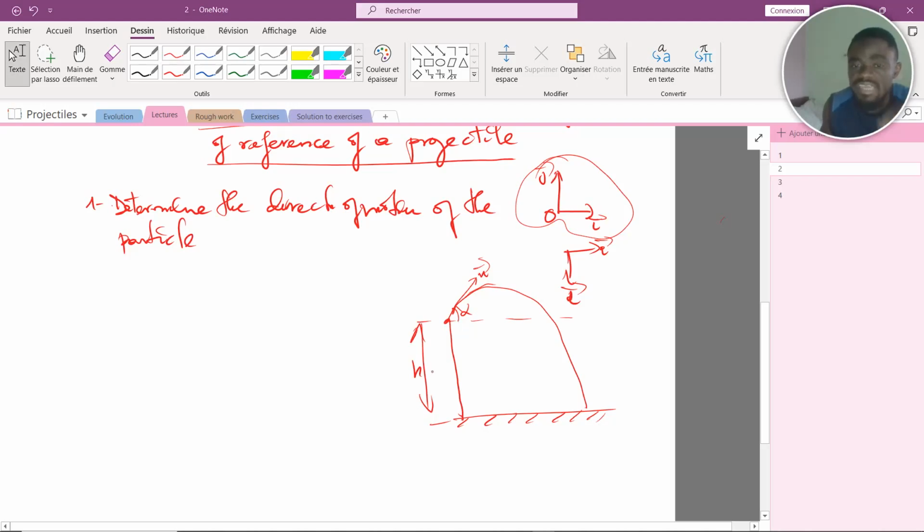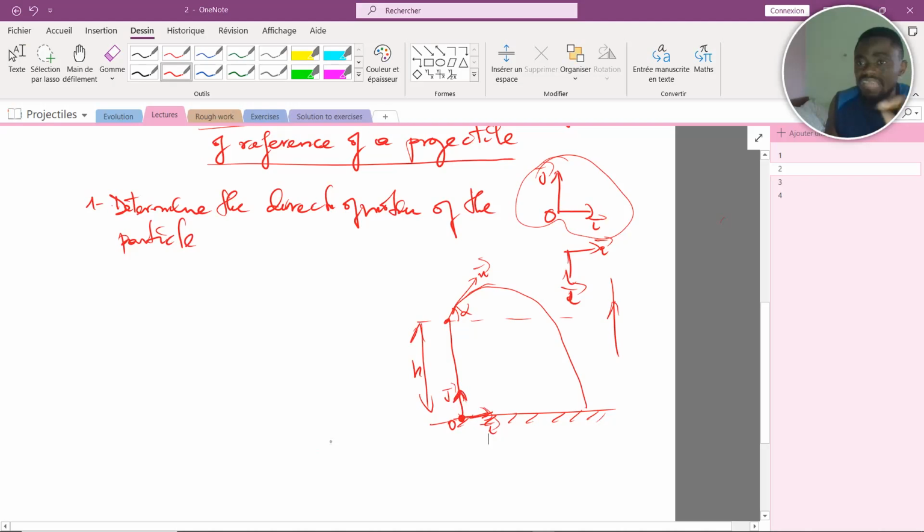Now, if they say take as origin of reference the floor, it means that you are going to come here, mark this point 0, and this will be your j vector. The first thing you have to do is what? Represent your direction of motion. The direction of motion is how? Upward. So my positive j vector will be in this direction and my i vector will be in this direction.